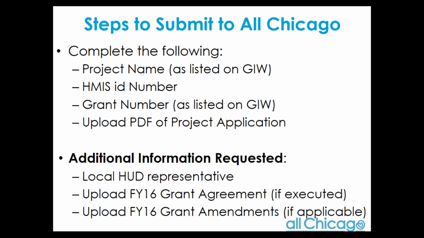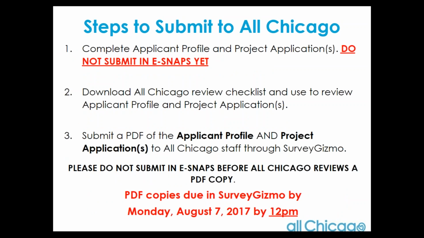We will ask some additional questions, such as who your local HUD representative is and whether you've executed your fiscal year 2016 grant agreement. We know there are a few of you out there that have not executed your fiscal year 2016, so please indicate no. If you have not, we want to know how many of those are out there. And finally, if you had any grant amendments, please make sure that you upload those as well.